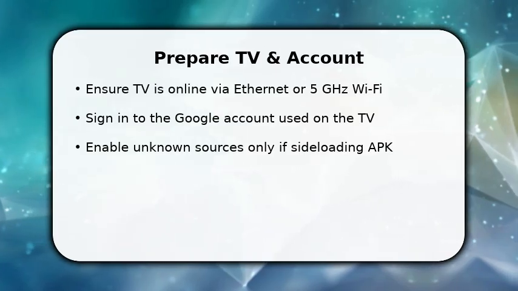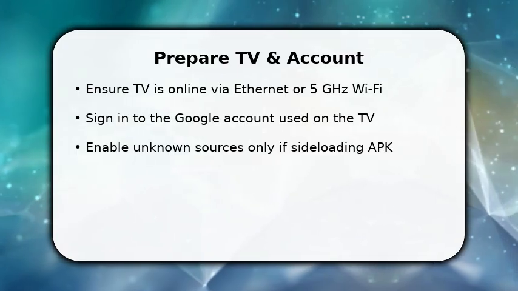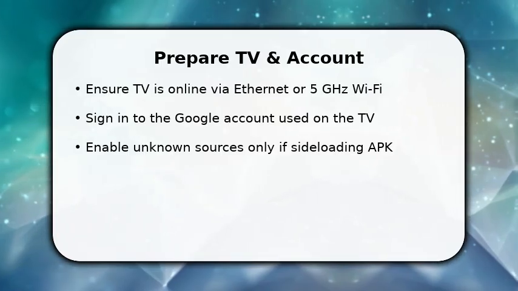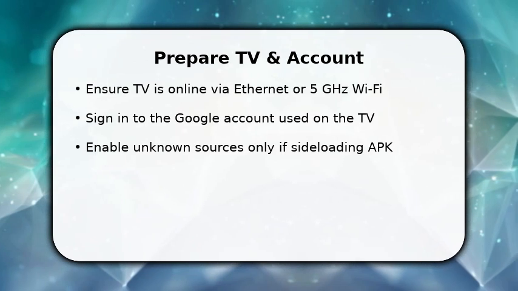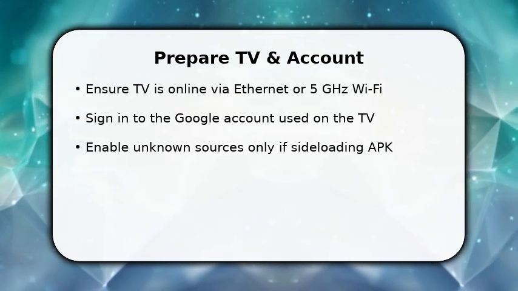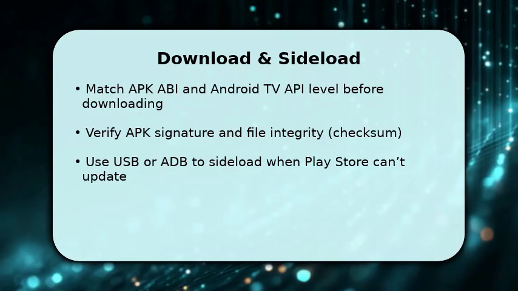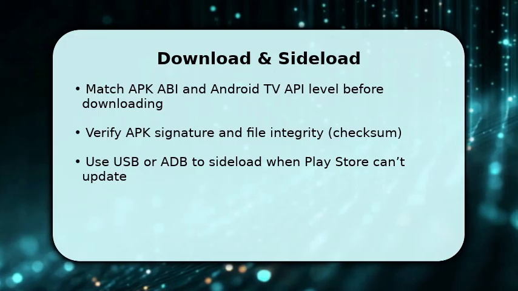If the built-in updater won't work, prepare a USB drive or enable unknown sources for sideloading, only as a last resort. This gives you control over installing the correct APK safely. Once you have the device details, find the exact Google Play Services APK that matches your TV's CPU architecture and Android TV API level. Mismatches break functionality.